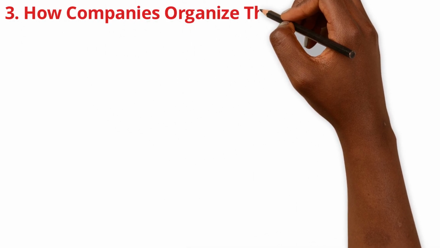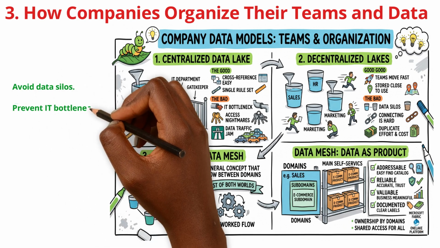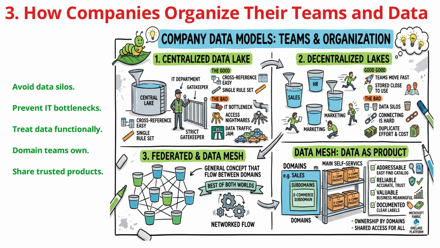When it comes to organizing teams and data, companies generally choose from three models. First, the centralized data lake places IT as the sole gatekeeper. While this offers a single rule set and easy cross-referencing, it often leads to IT bottlenecks and data traffic jams. Second, some swing to decentralized lakes. Here, teams like sales and HR manage their own data. This allows teams to move fast, but creates dangerous data silos that make connecting information hard and duplicate efforts.